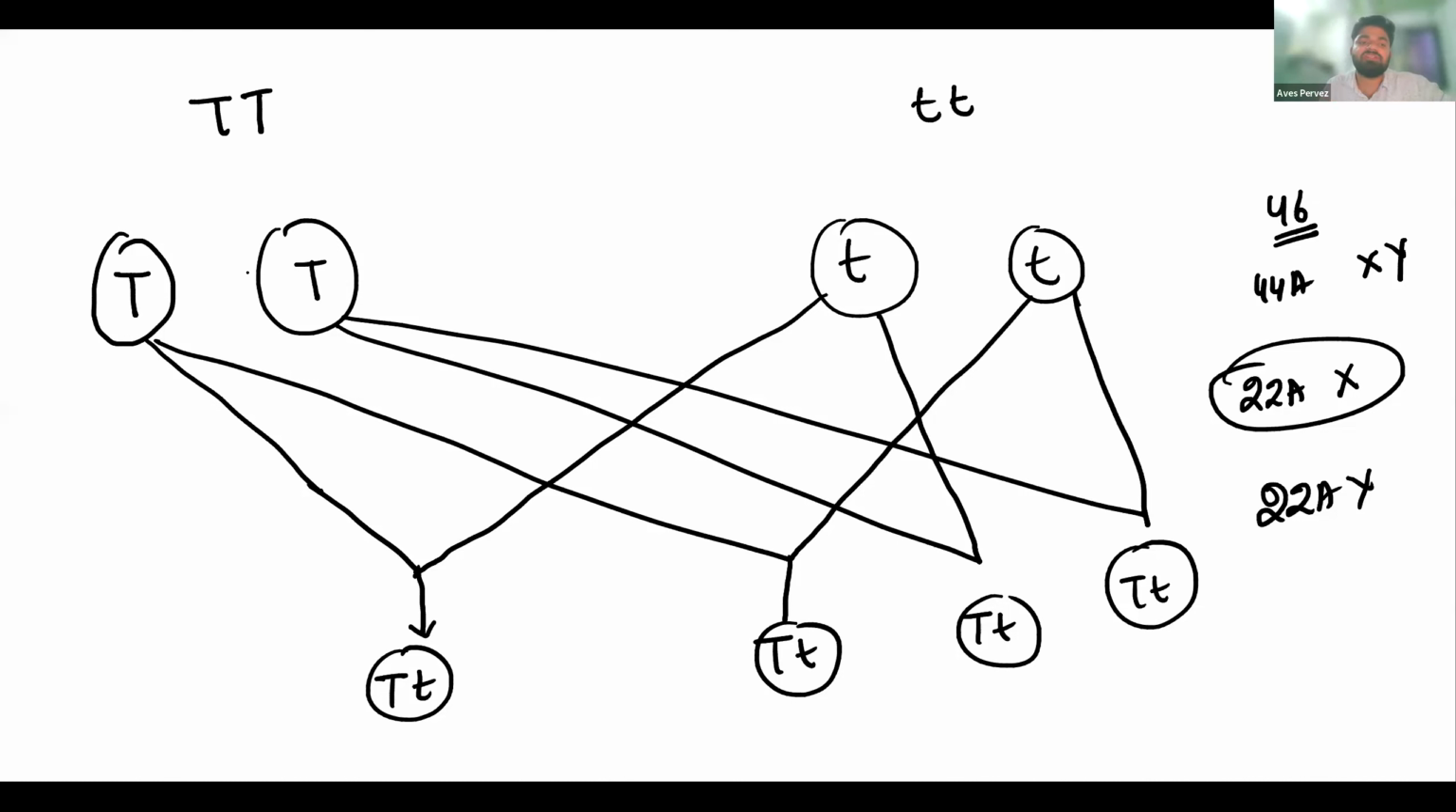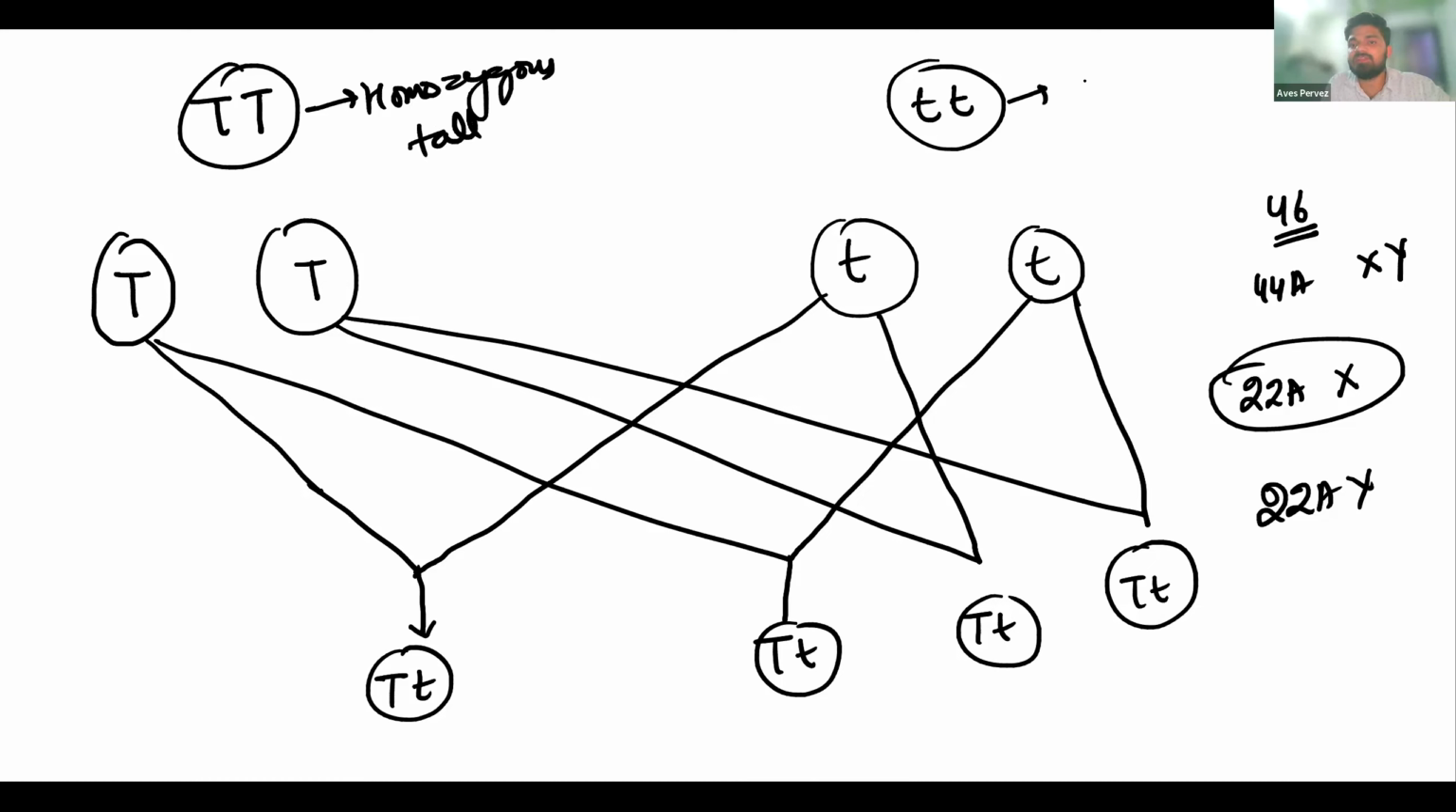This is the homozygous condition. This is homozygous tall. Homo means same. Zygous refers to the zygotic condition. Homozygous tall has the same genes. And this is homozygous dwarf. So what does Mendel conclude here? And this is the heterozygous. It is heterozygous tall.